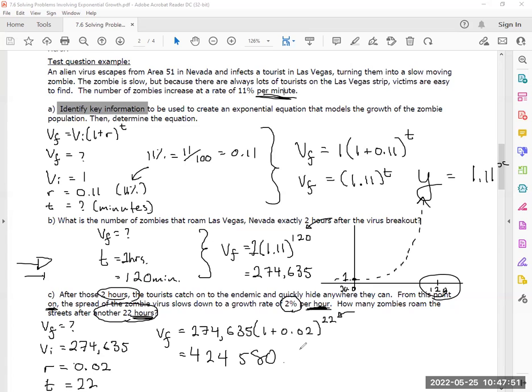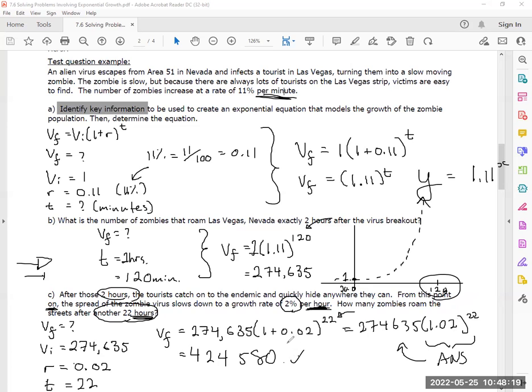Yes, Charlie. Pardon me? I did. I'm assuming I did it. So 274,635 times 1.02 to the power of 22. So I would do 1.02 to the power of 22. And then whatever the answer is, I would multiply it with 274,000.